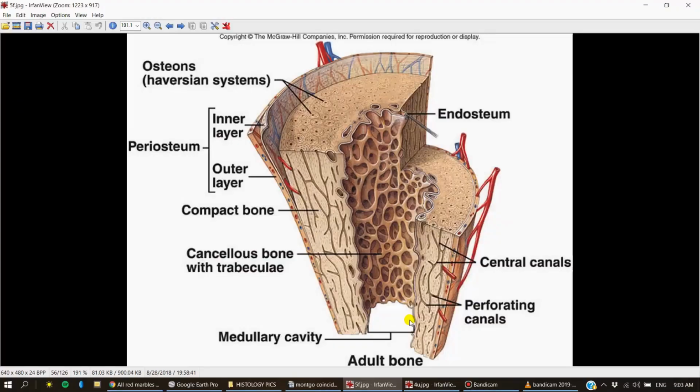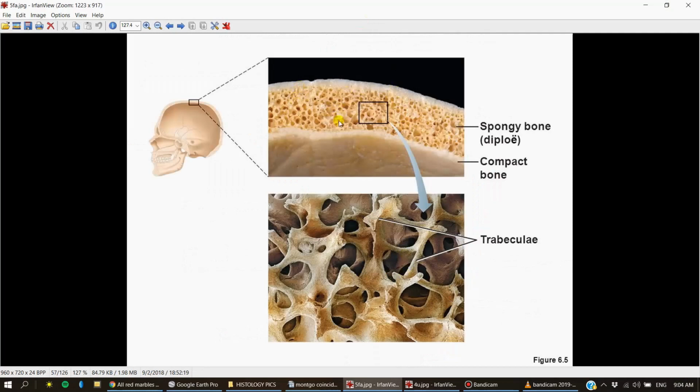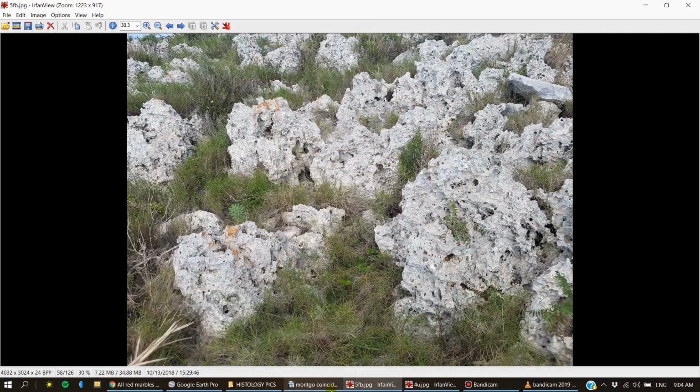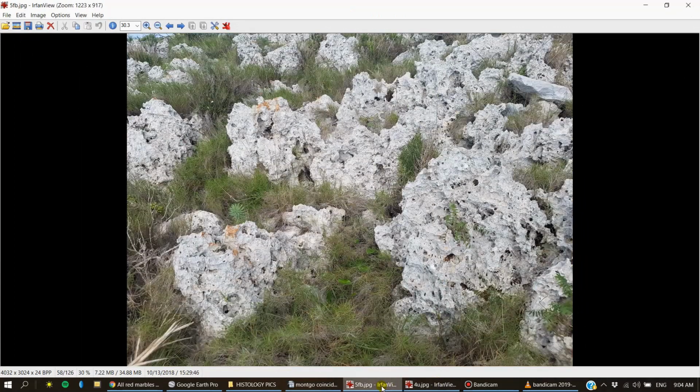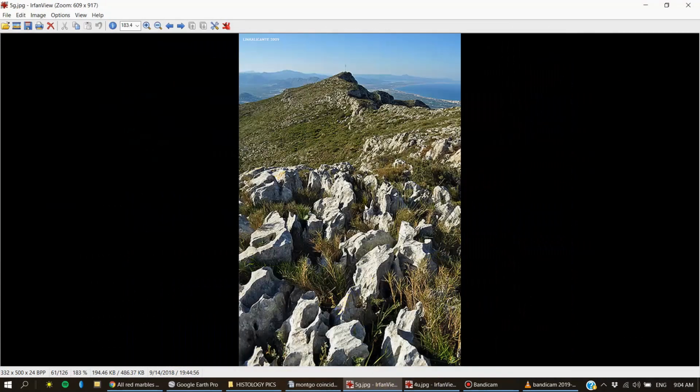So if we compare the trabecular bone in the long bones of the body to the trabecular bone that's in the skull, this is of a much smaller nature. And if we look at the rock that's found on the top of the mountain, the skull, and we compare that to the rocks that are found below, you can see these channels are huge compared to the ones that are found on the top of the mountain.